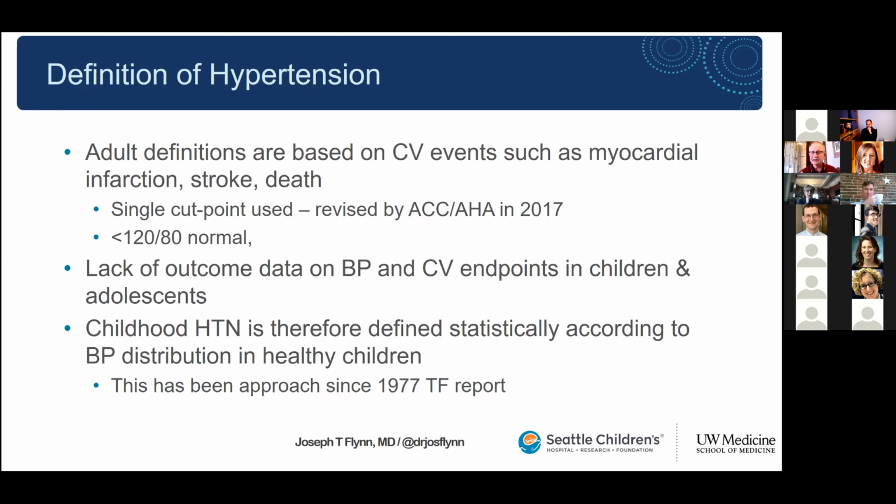Now, in pediatrics, we don't have this kind of outcome data. And in a way, I think it's good that our patients don't have heart attacks and strokes for the most part. So we need a different way of defining hypertension. And what has been arrived at is a statistical definition based upon the distribution of blood pressure values in healthy children. And this has been the case since the 1977 report by Blumenthal and colleagues.